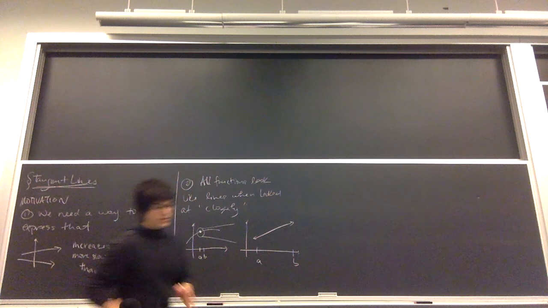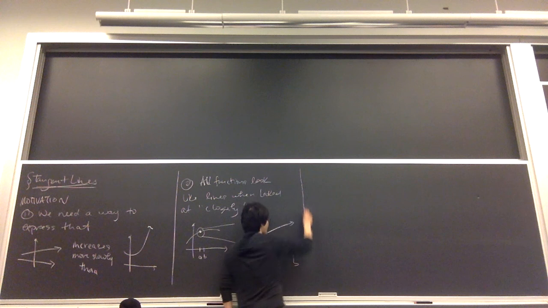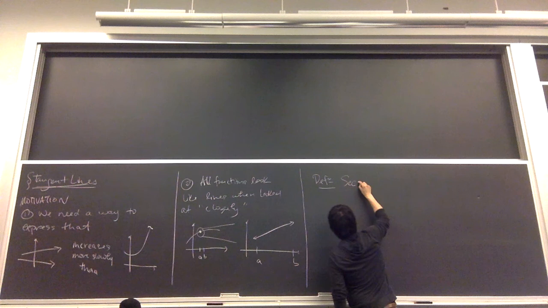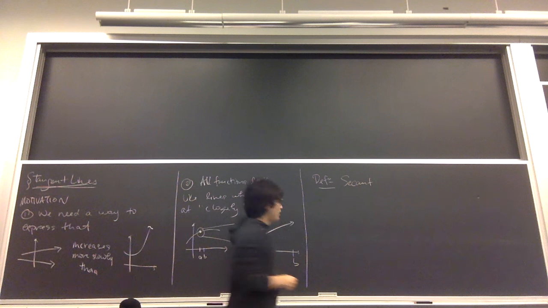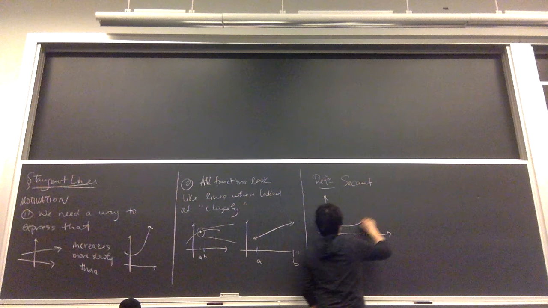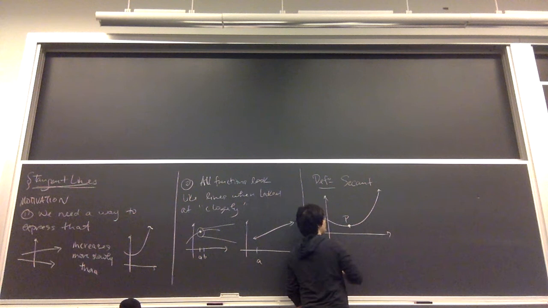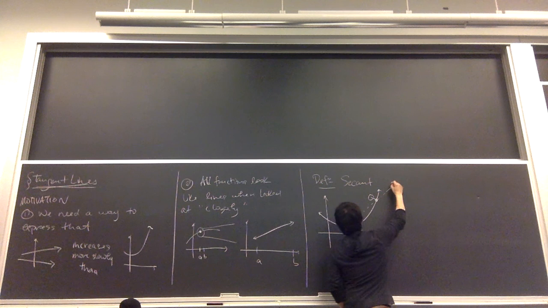Okay. So to begin, we need a definition. Secant. This one's not too bad. So I'll just draw a picture first. So here is a curve. I'm going to define two points on this curve. Let's call the first one P. Let's call the other one Q. And I'm going to connect those.